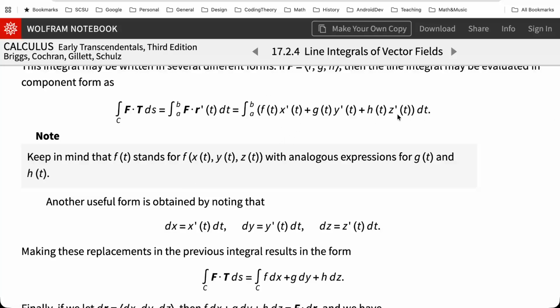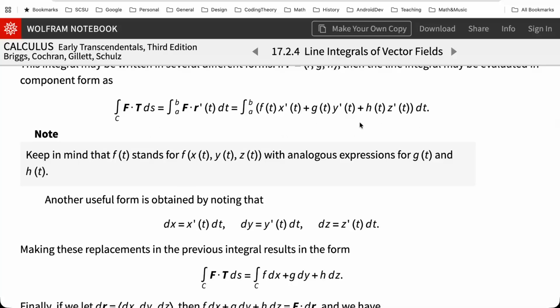And you should notice something. This expression looks like a dot product, doesn't it? f, g, h, they're functions of time, sure, but that's the components of a vector. And x prime, y prime, z prime, components of another vector. What are those two vectors? They're the things you're seeing right there. R prime is the one that has the primes on it, and F is the stuff that you extract from the definition of F.